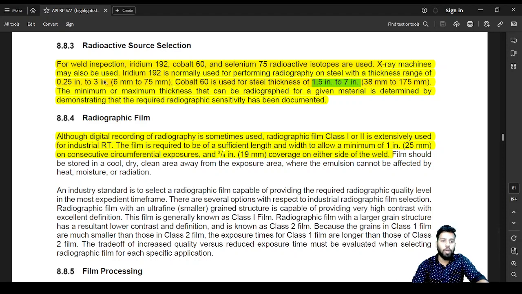X-ray machines may also be used. Iridium 192 is normally used for performing radiography on steel with thickness ranging from 0.25 to 3 inches. Cobalt 60 is used for steel thicknesses that are generally greater, between 1.5 inches and 7 inches.